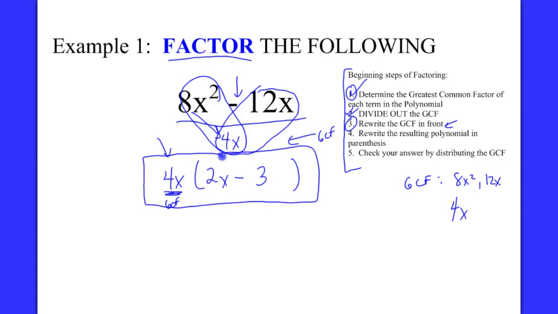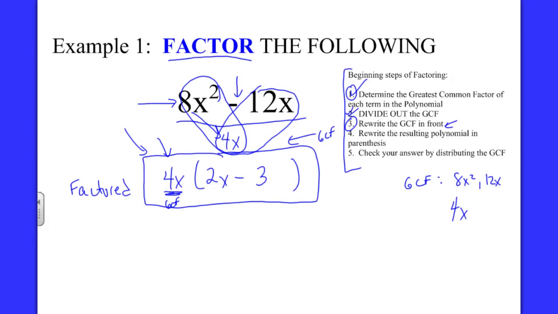4x times 2x minus 3. That is factored form. Just like on that first page when I did the little tree and I went down, I said 8 is 4 times 2 or whatever the numbers were. What you've done is rewrite this simplified polynomial into a multiplied form right there.